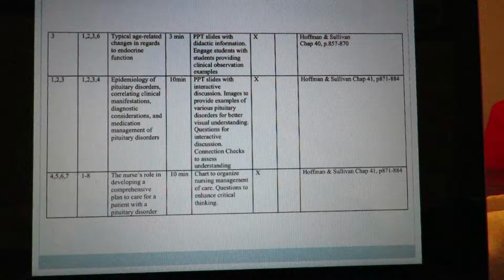After discussing the general overview of endocrine disorders, I became more specific in my lesson plan and focused on pituitary disorders and adrenal disorders. We learned about the epidemiology of pituitary disorders, the clinical manifestations, diagnostic considerations, and medication management. And then we focused on the nurse's role in developing a comprehensive plan of care to treat patients with pituitary disorders. I used a chart to organize the nursing management.